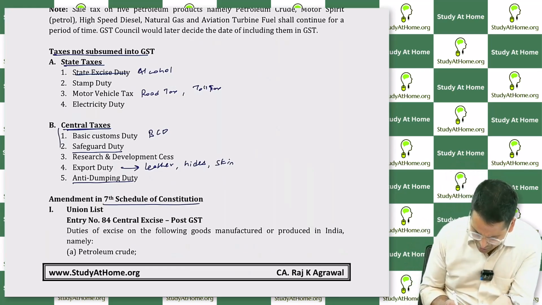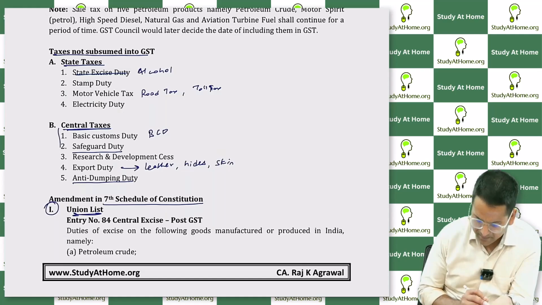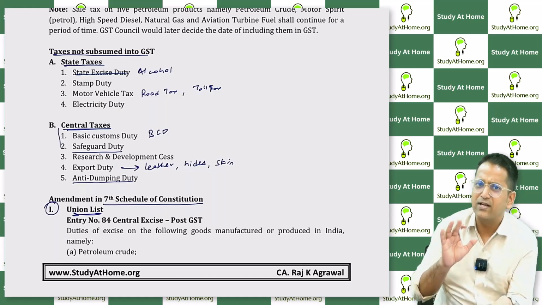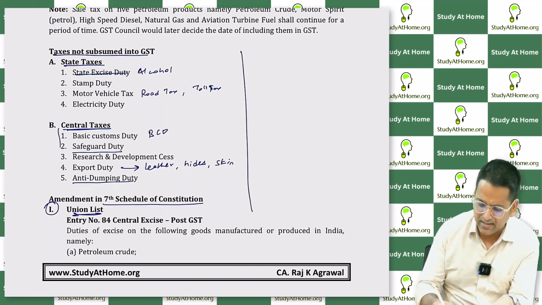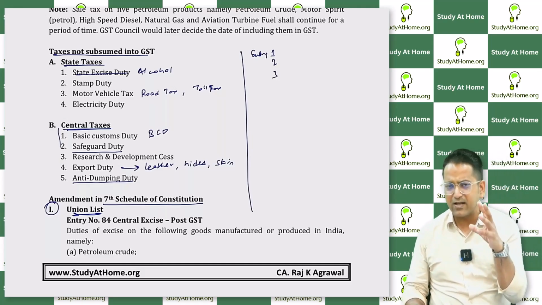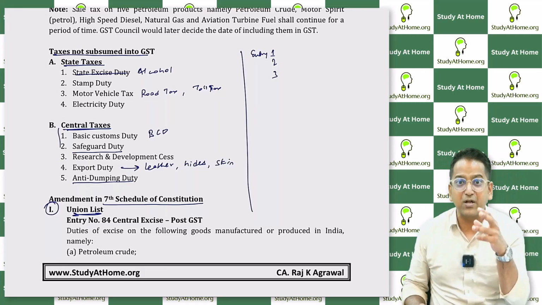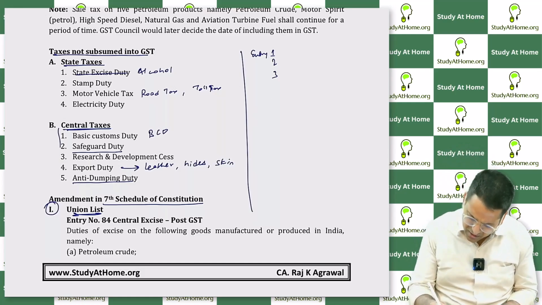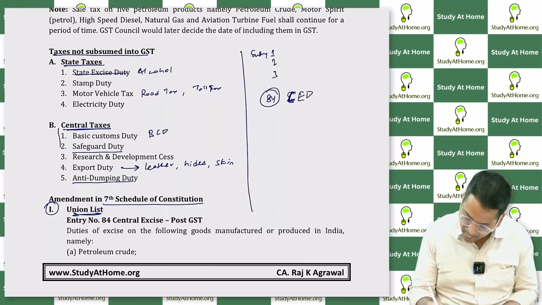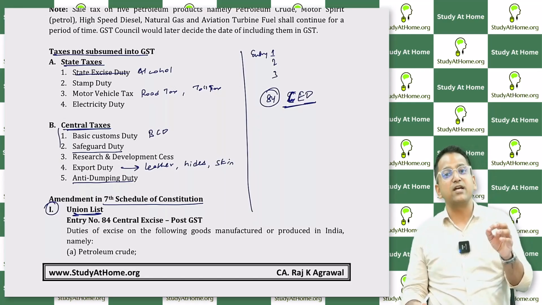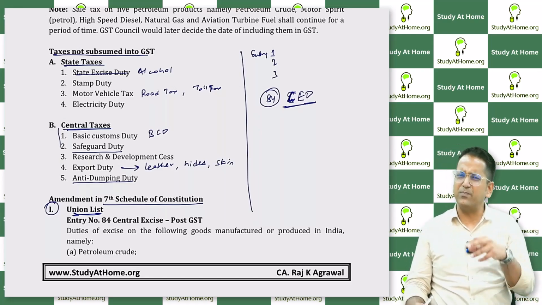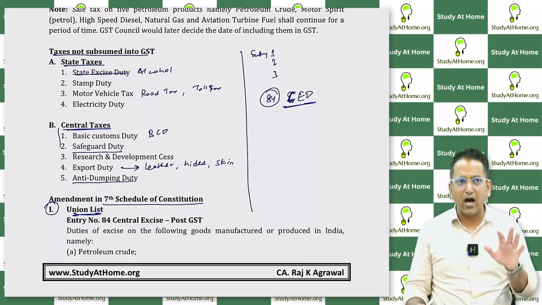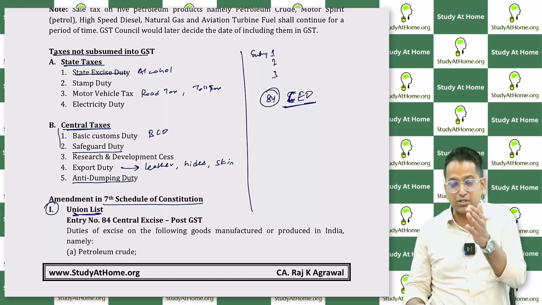In the 7th Schedule of the Constitution, the first list is the union list. In this union list, there are a total of 97 entries. Entry number 1, entry number 2, 3. And these 97 entries, what does that mean? It means 97 different matters on which the central government takes decisions. Okay? From this, there's entry number 84 which is called Central Excise Duty. Previously, central excise duty was levied on every manufacturing, on all goods for manufacturing. But is it still there? No, central excise duty is gone and GST came in its place.